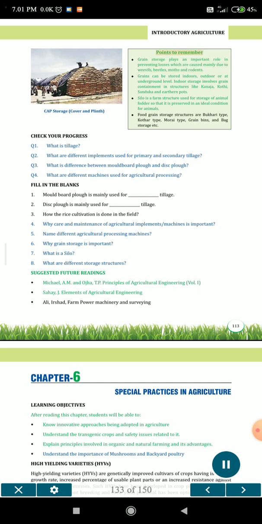Points to remember. Grain storage plays an important role in preventing losses which are caused mainly due to weevils, beetles, moths and rodents. Grains can be stored indoors, outdoor or at underground level. Indoor storage involves grain containment in structures like kanaja, koti, sanduka and earthen pots. Silo is a farm structure used for storage of animal fodder so that it is preserved in an ideal condition for animals. Food grain storage structures are bukari type, kothar type, more type, grain bins, and bag storage etc.